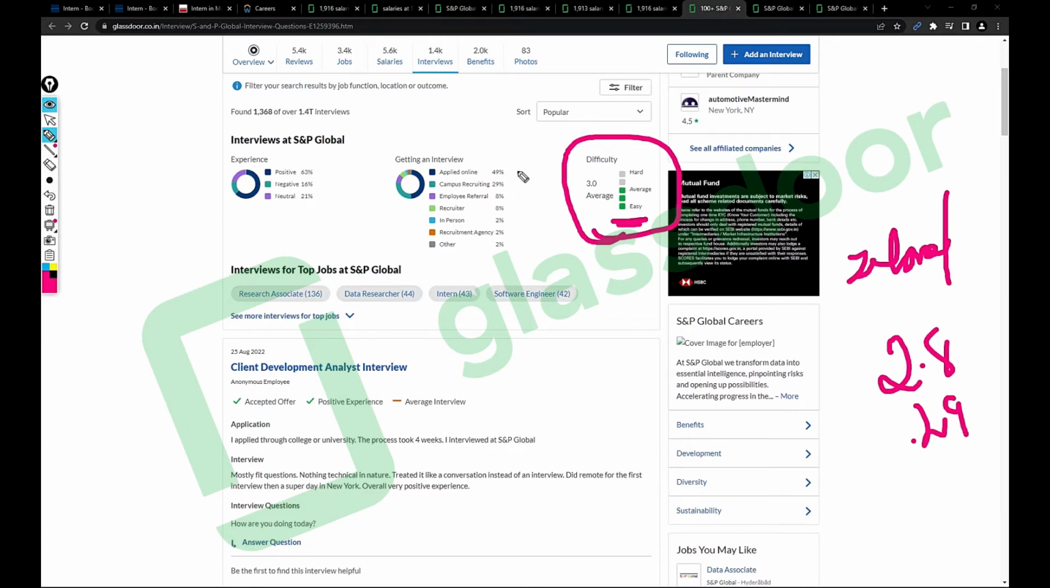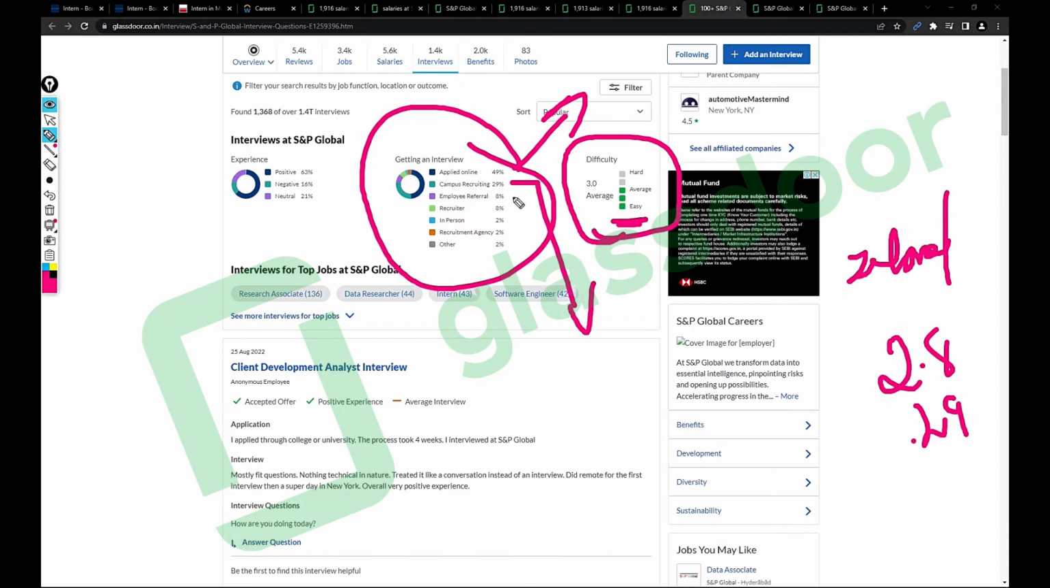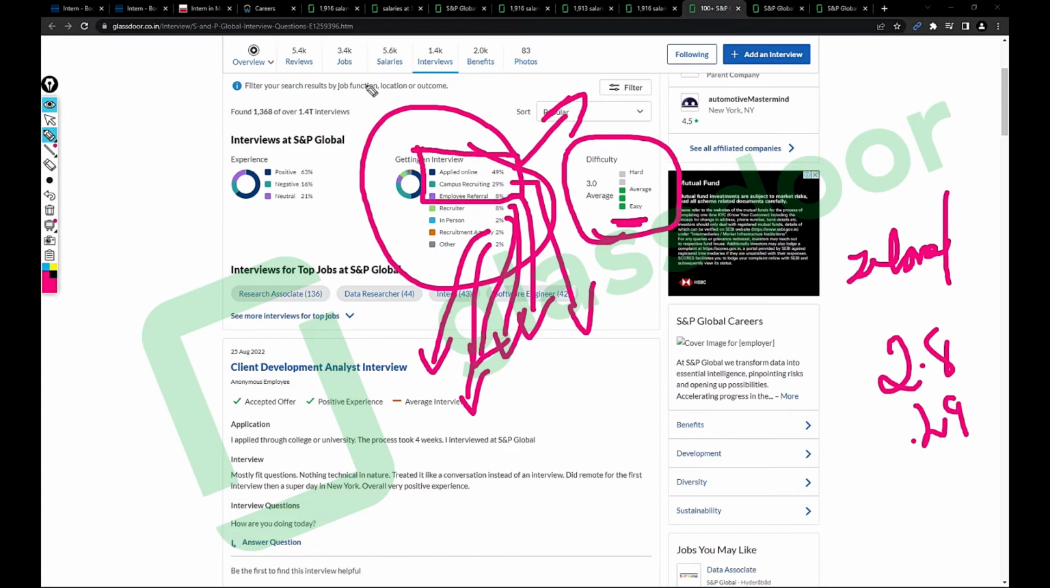So where are these people hiring from? 49% of the people are hired from who applied online. Campus recruiting 29% and 8% are employee referral. Recruiter 8%, in-person 2%. Recruitment agency 2% and other 2%. So most of their hiring would be done from applied online and campus recruitment. So, applying for a job online using this Workday would be better than any other way.